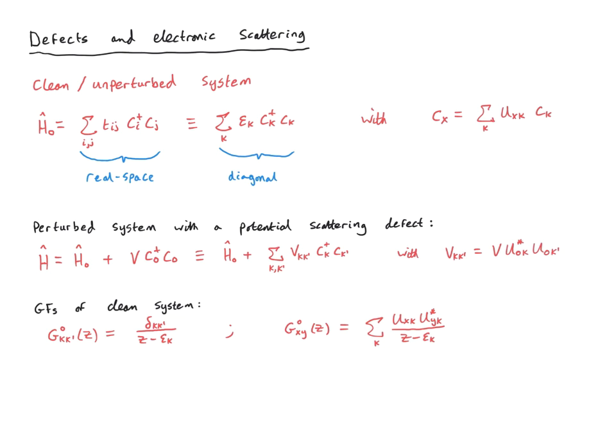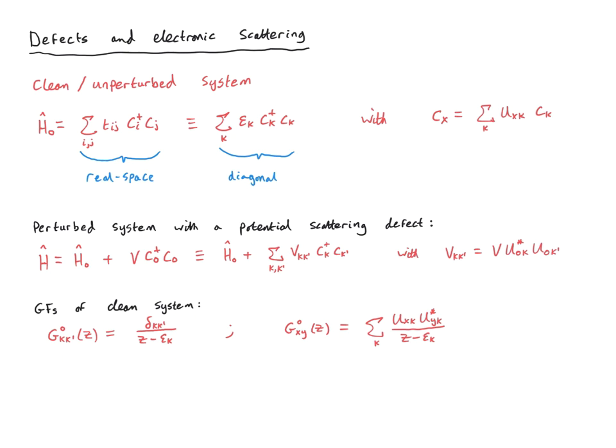I will denote these Green's functions with a superscript 0 to indicate that it's of the clean system. The Green's functions are calculated with respect to H0. We can look at the Green's functions in k-space. G0 kk primed is equal to delta kk primed over z minus epsilon k. Or, using this transformation of operators, we can look at the Green's functions in real space, G0 xy, which is then the weighted sum of Green's functions in k-space.